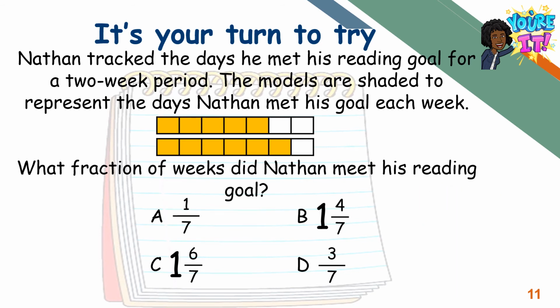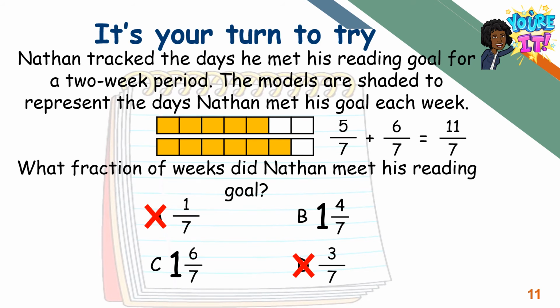Let's check it. I know that for this problem, it's asking for the fraction of weeks altogether, which means I'm going to add. When I add 5/7 and 6/7, I get 11/7, which is an improper fraction. So I need to convert it into a mixed number to match one of my answer choices. But first, I can eliminate A and D now.